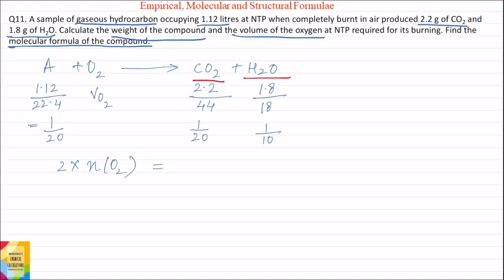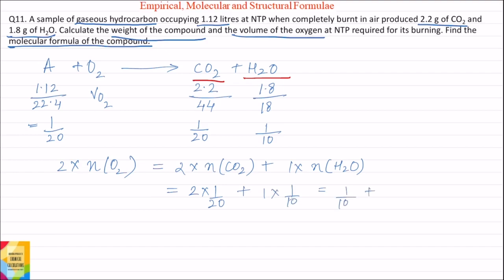So 2 into moles of oxygen will be equal to 2 into moles of carbon dioxide plus 1 into moles of H2O, because on the product side, carbon dioxide and water are the products containing oxygen. And this will be equal to 2 into 1 by 20 plus 1 into 1 by 10, which is equal to 1 by 10 plus 1 by 10, which is equal to 2 by 10. From this, moles of oxygen is equal to 2 by 10 into 1 by 2, 2 gets cancelled, and this is equal to 1 by 10 moles.